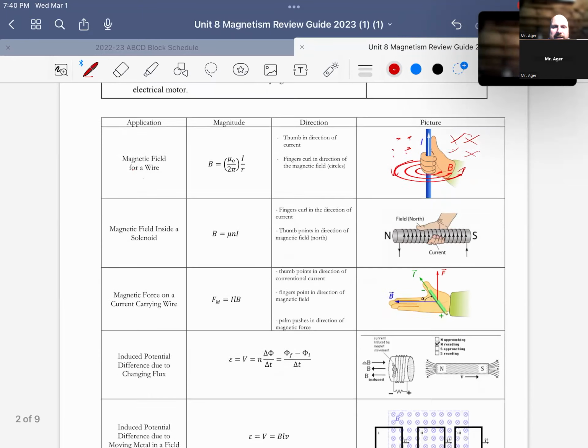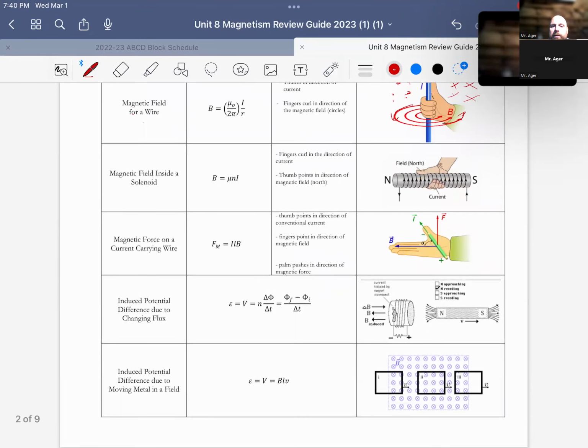Anyway, we end up with a little bit more summary of induction there. More on that in the questions.